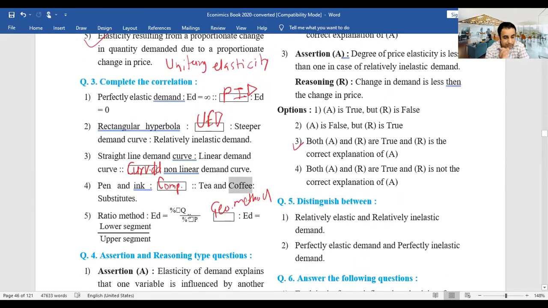Next is question number 3. Complete the correlation. Perfectly elastic demand, elasticity infinity. Perfectly inelastic demand, elasticity is 0. So PID, perfectly inelastic demand.